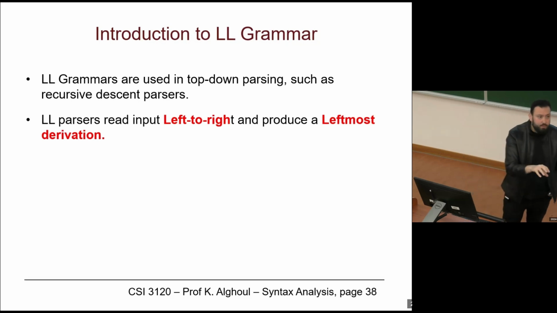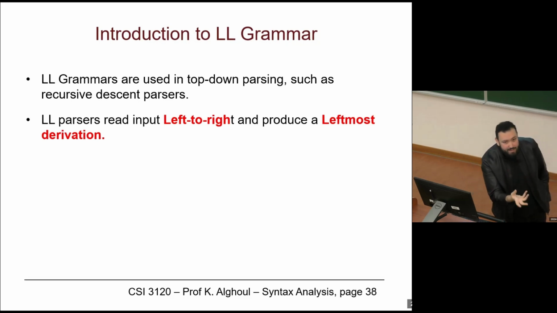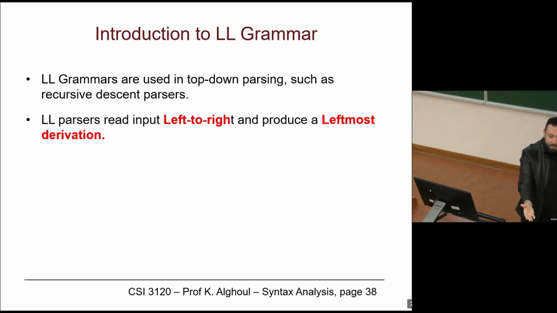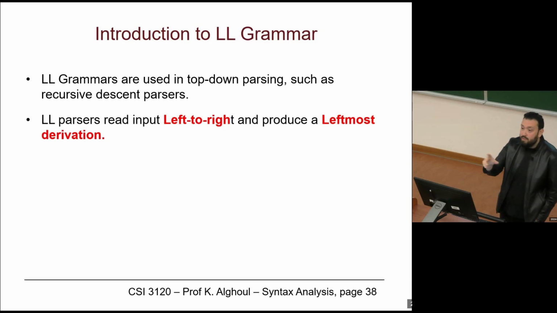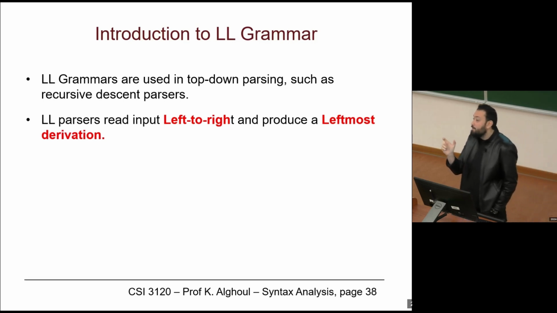trap of ambiguity. And by ambiguity, how can we detect it? Just if you want to remind me. Yeah. Exactly. If you can produce more than one parse tree, that means the grammar is ambiguous.